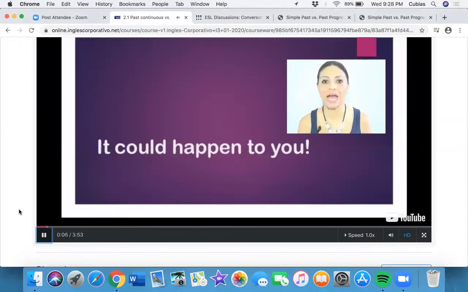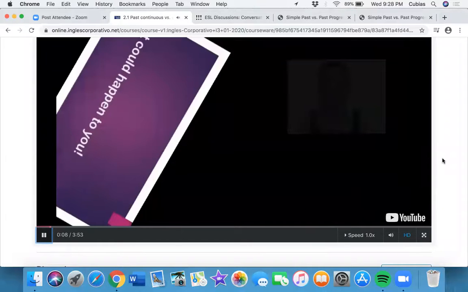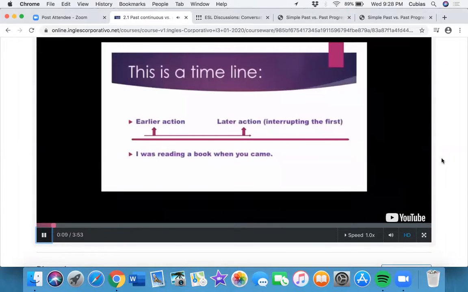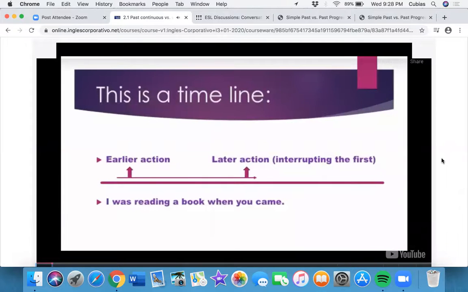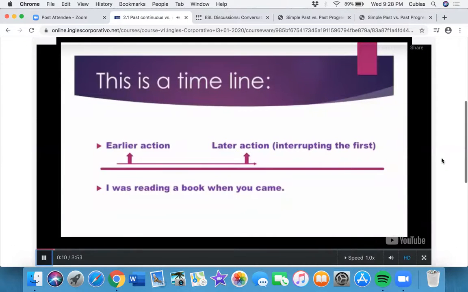I want you to listen and take a look at this. This is a timeline. Notice both actions happened at the same time, but one action began, the other action happened.